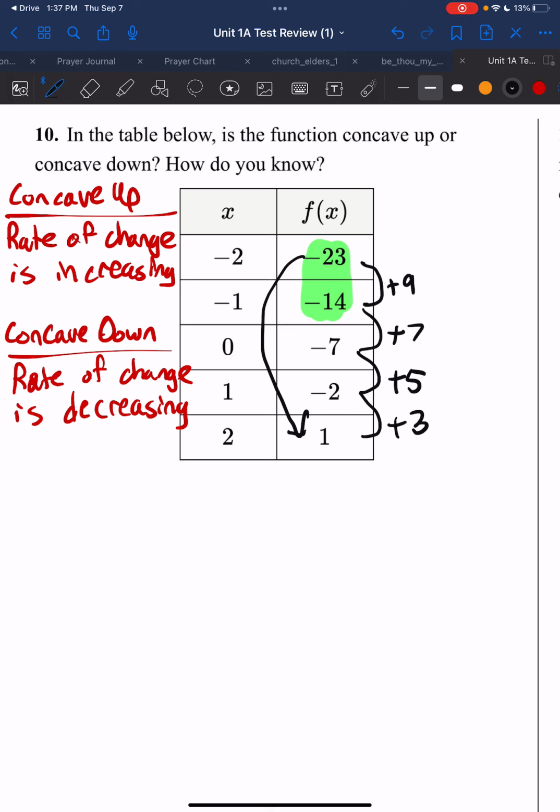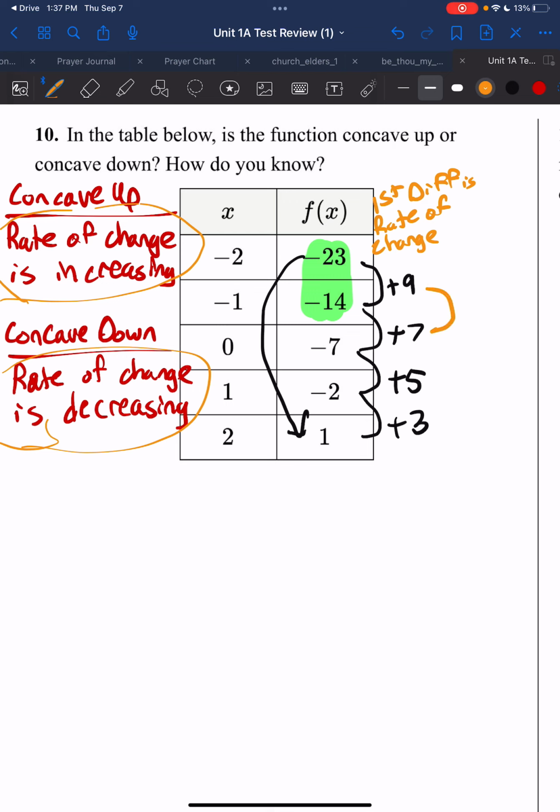You might pause here and think, I've got a bunch of positive numbers, my function's increasing, so that's concave up, right? Not quite, because my first difference is the same thing as my rate of change. Concave up and concave down are talking about what happens to the rate of change, so it's always dependent on the second difference. What's happening on these yellow jumps? From 9 to 7, I went down 2, and down 2, and down 2.